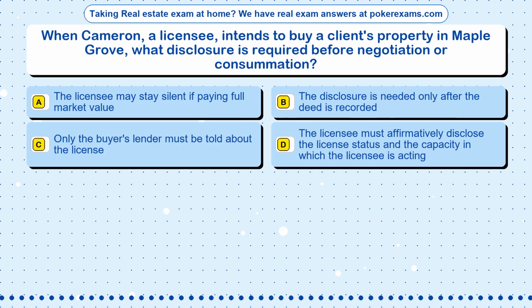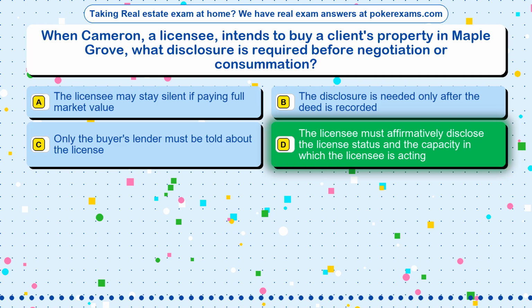Question 16. When Cameron, a licensee, intends to buy a client's property in Maple Grove, what disclosure is required before negotiation or consummation? Option A. The licensee may stay silent if paying full market value. Option B. The disclosure is needed only after the deed is recorded. Option C. Only the buyer's lender must be told about the license. Option D. The licensee must affirmatively disclose the license status and the capacity in which the licensee is acting.